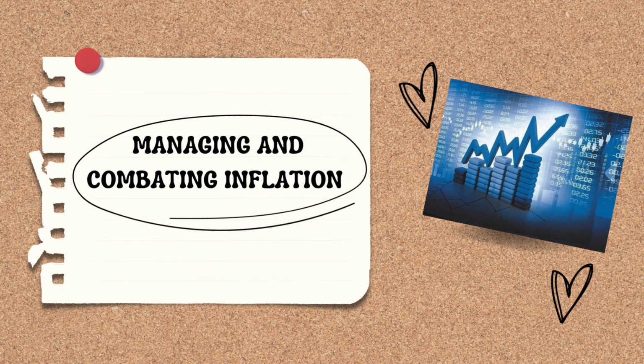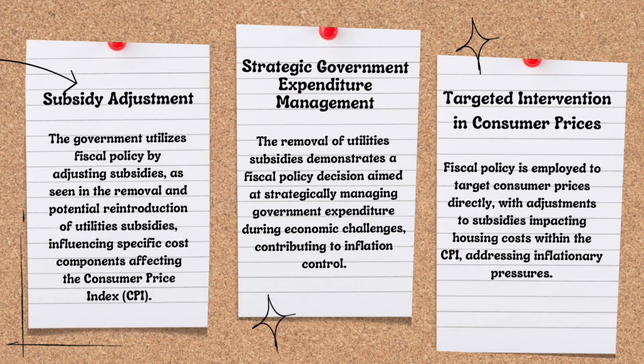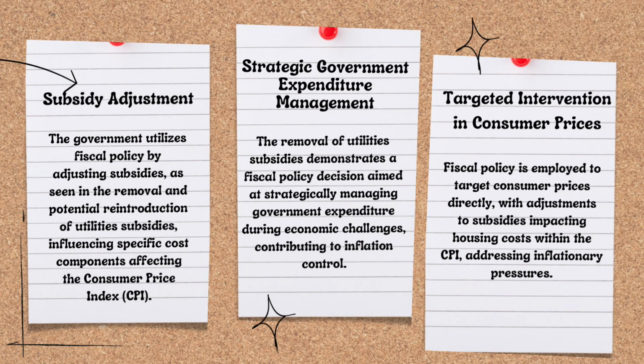Question 1. Managing and combating inflation. Subsidy adjustment. The government utilizes fiscal policy by adjusting subsidies, as seen in the removal and partial reintroduction of utilities subsidy, influencing specific cost components affecting the consumer price index, CPI.